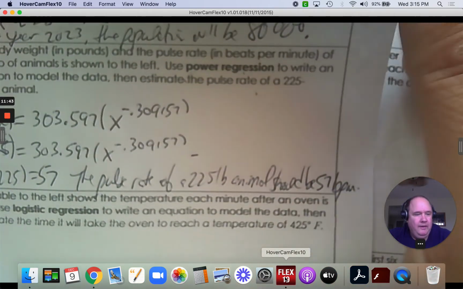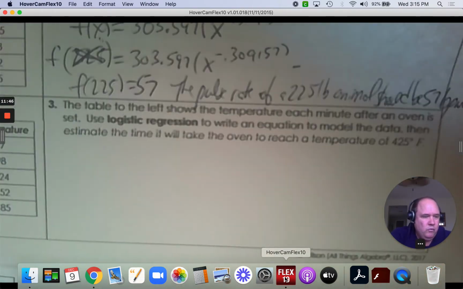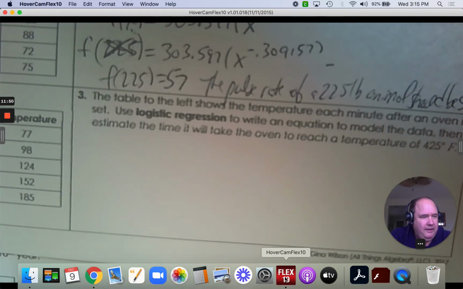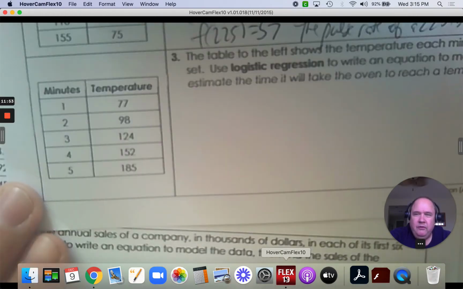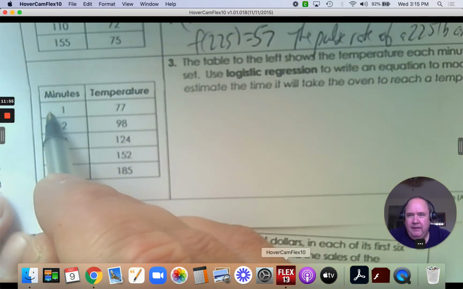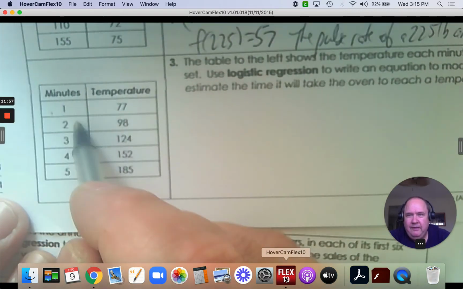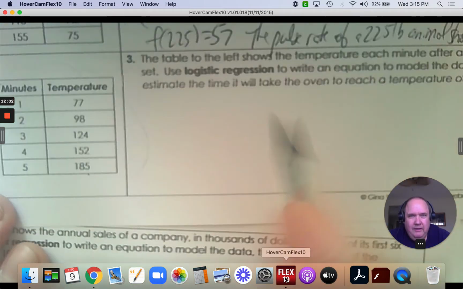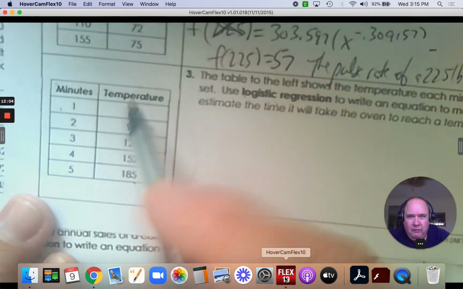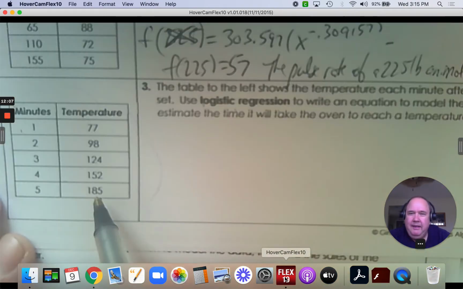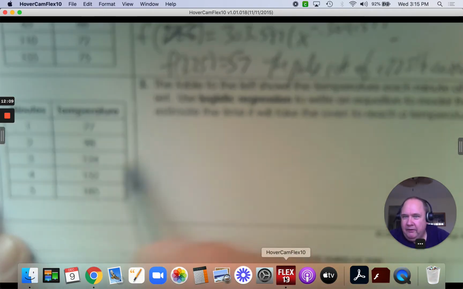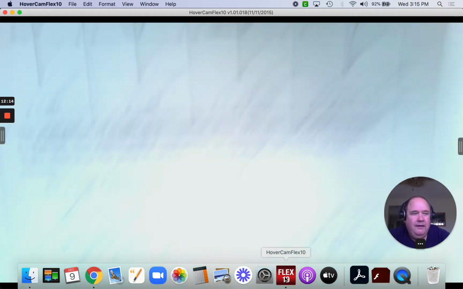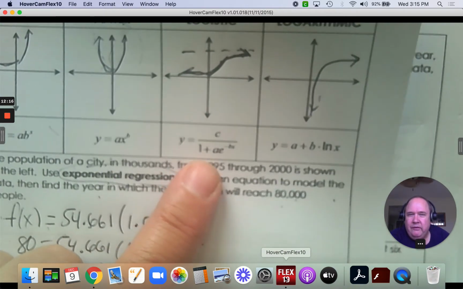All right, let's look at number 3. The table to the left shows the temperature each minute after an oven is set. So you set the oven to heat up, and in the first minute the temperature is 77, and then it keeps warming up every minute. So can you model this? We're going to model it with a logistic regression, because there'll eventually be a cap on the temperature, at 400 degrees or whatever, so it increases and then levels off. Make sure that when we type it in, use this as a reference to know how to type it in.